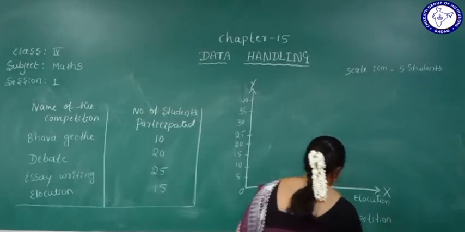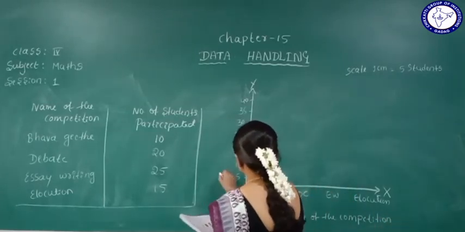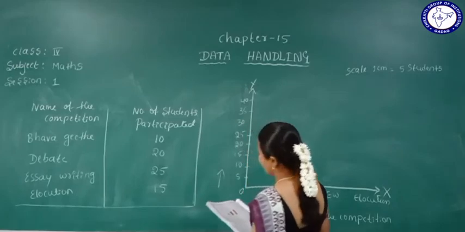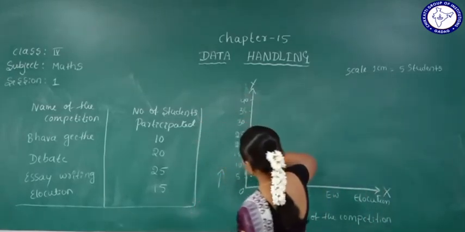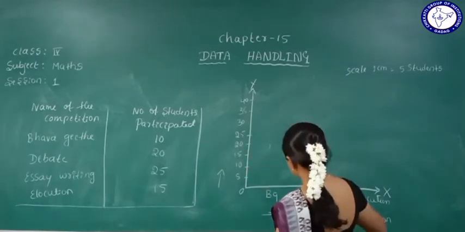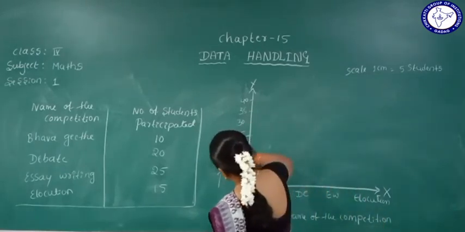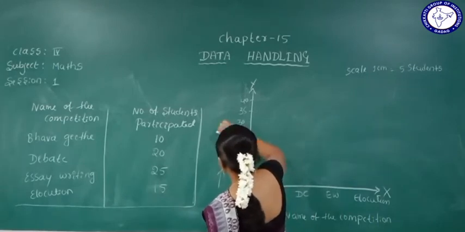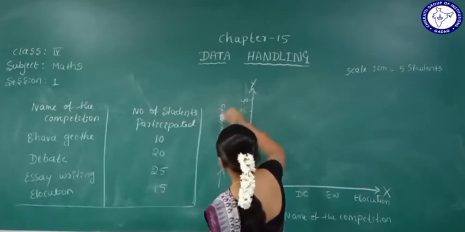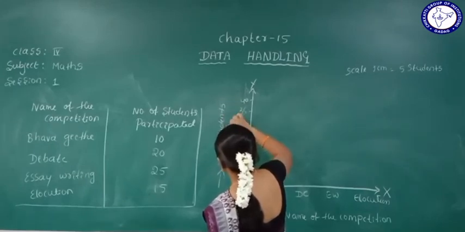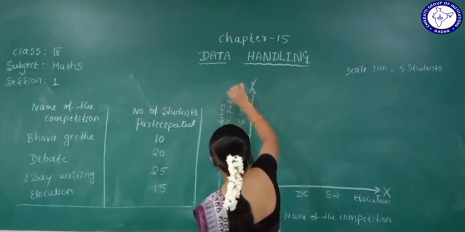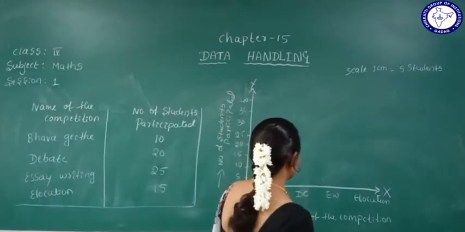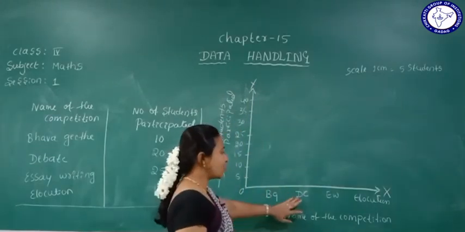So this is the name of the competition, and here we will mention the number of students participated. This is the number of students participated, and this is the name of the competitions, which are the competitions they held here.